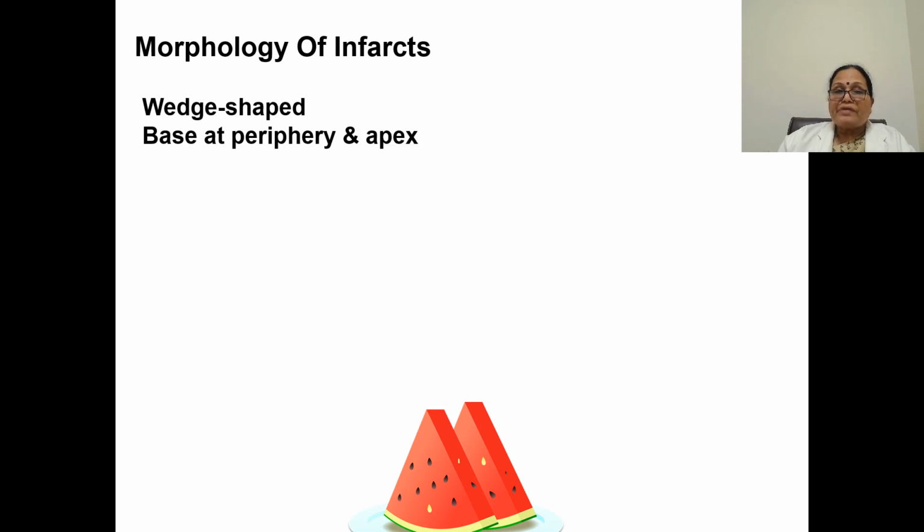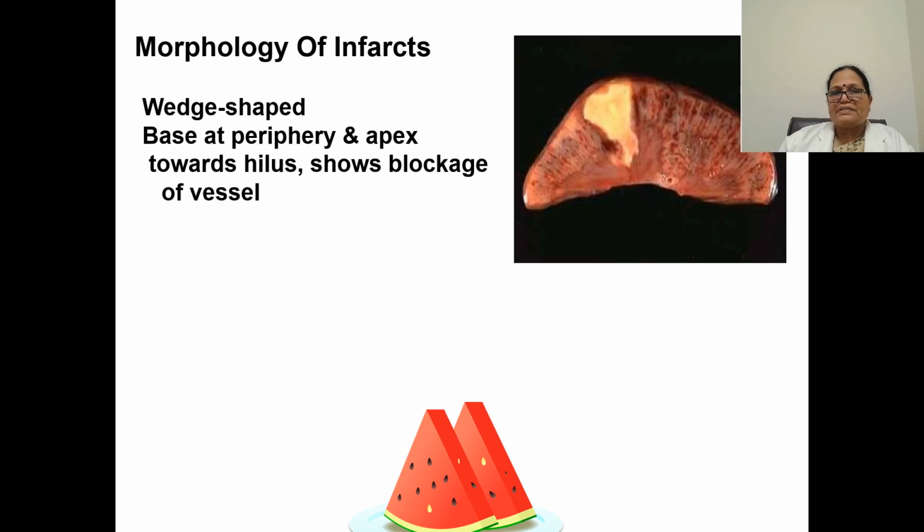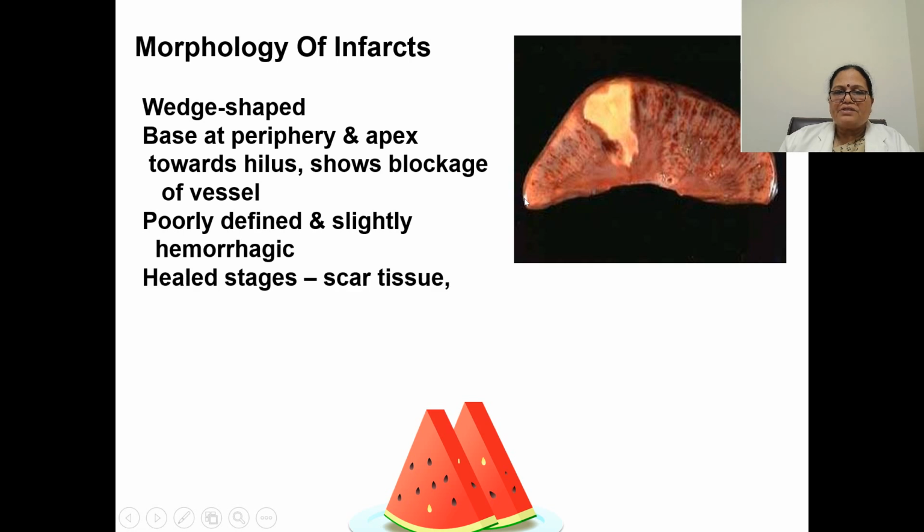Wedge shaped, with base at the periphery and apex towards the hilus, shows blockage of the vessel. This is how it is. This is a wedge shaped infarct. Poorly defined, slightly hemorrhagic. In healed stages, it shows scar tissue with a depressed area on the surface.